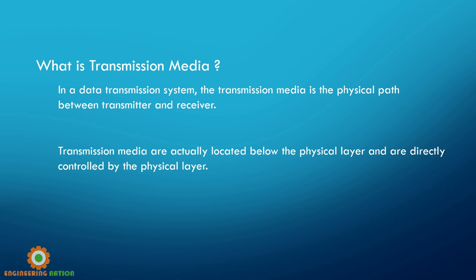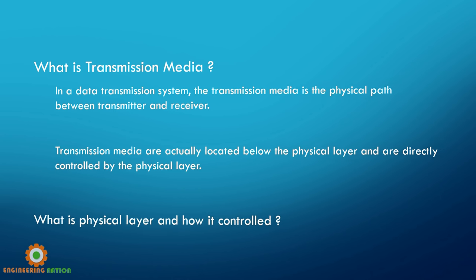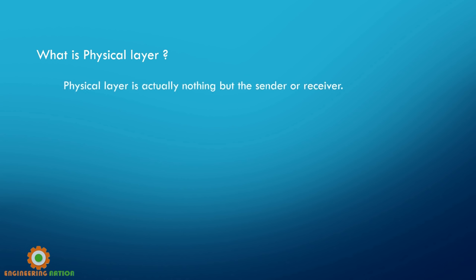Transmission media are actually located below the physical layer and are directly controlled by the physical layer. So what is the physical layer and how does it control? Physical layer is actually nothing but the sender or receiver. So it is a layer of sender or receiver.